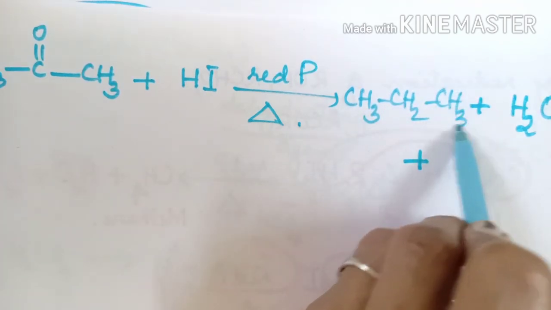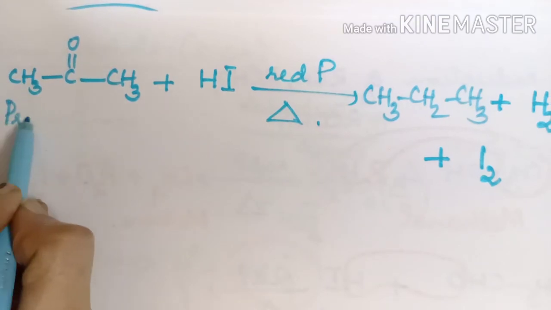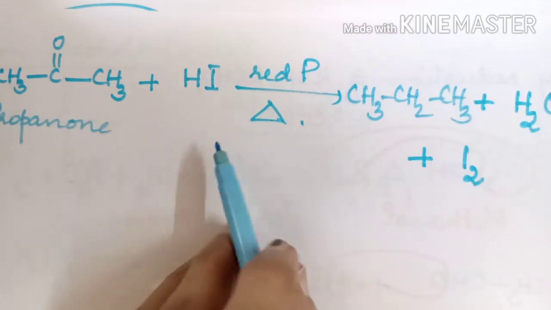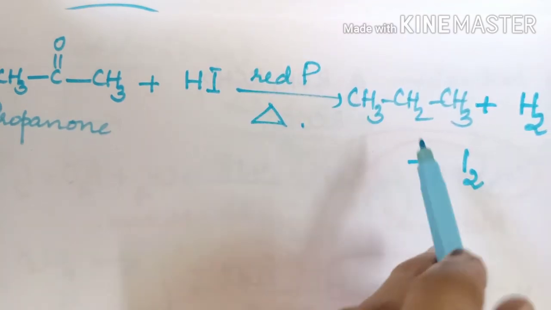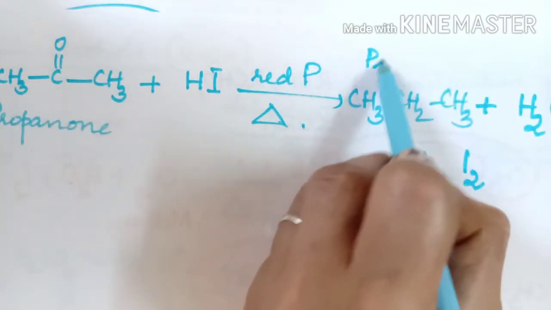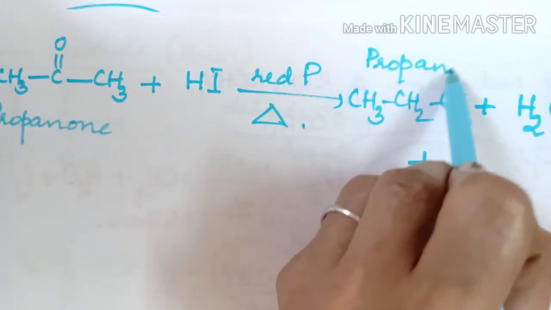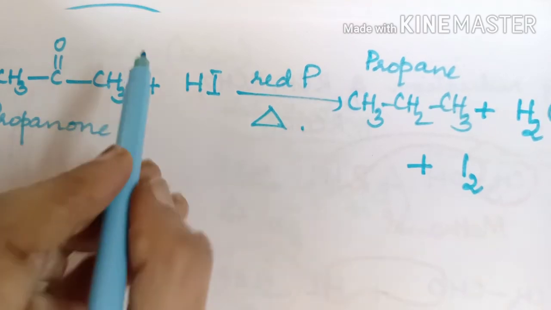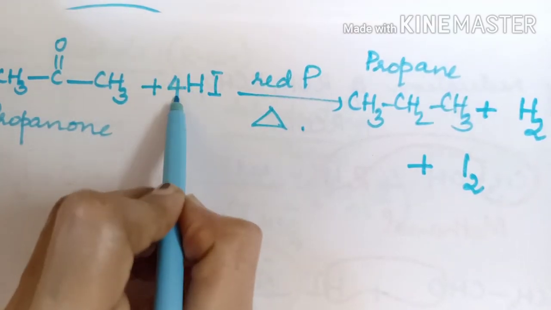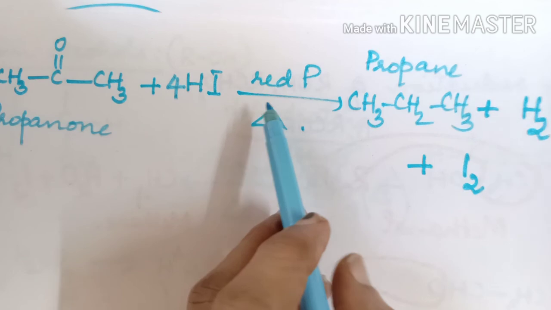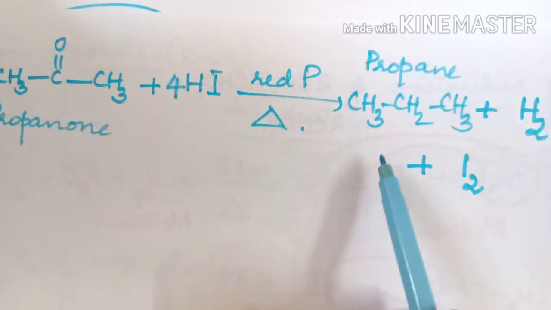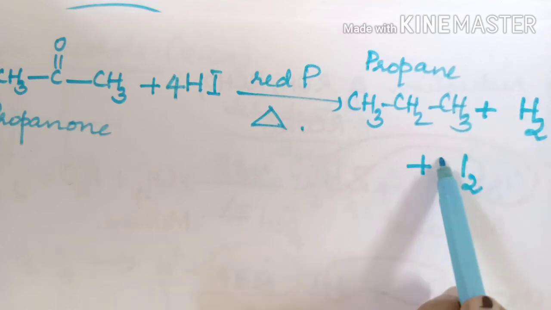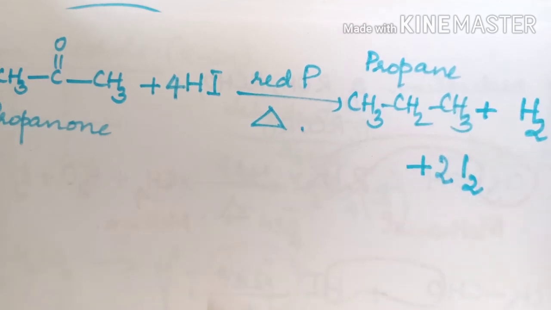So what are the products formed? Propanone, on reaction with HI and red phosphorus, will give you propane plus water plus iodine. So here you have to take 4 molecules of HI in the presence of red phosphorus, resulting in propane, water and 2 molecules of iodine.